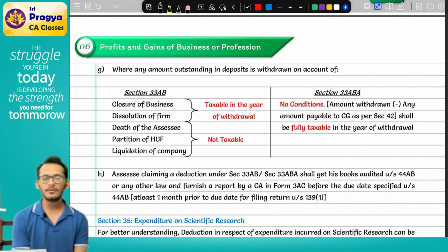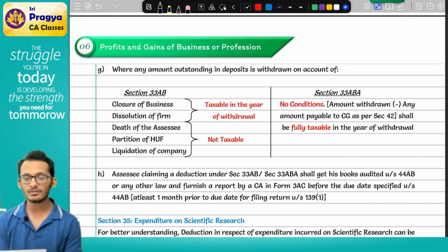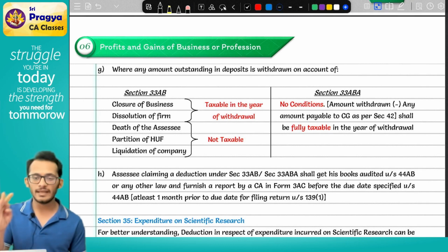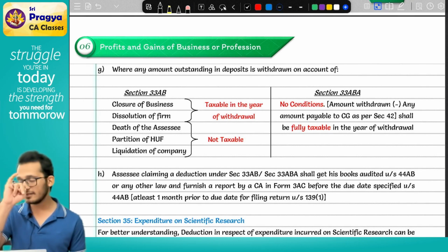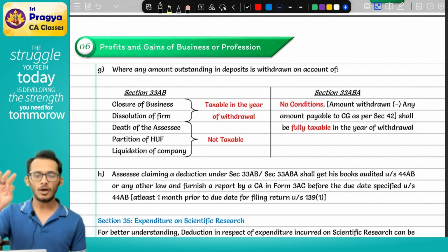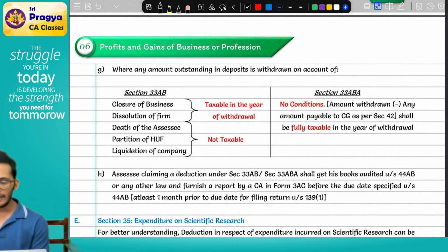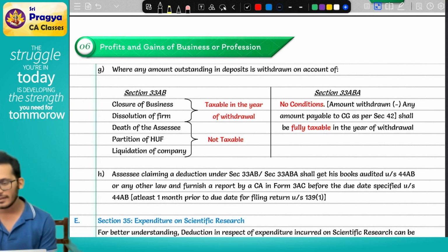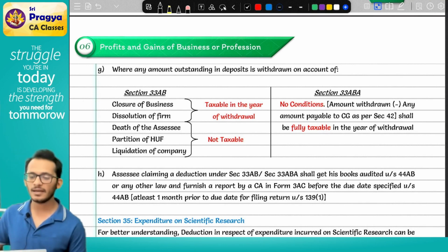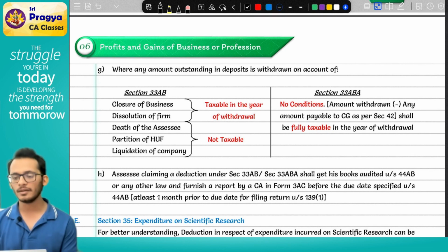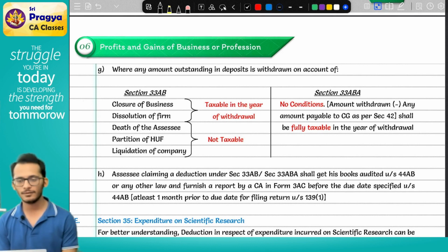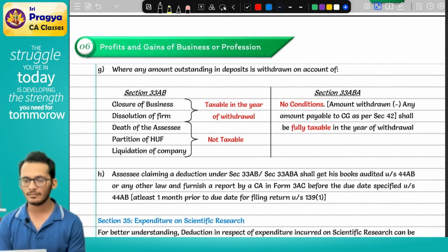If you take out the money from the account because you decided to take it out on account of closure or dissolution, it is taxable. If it is done because of a market force like liquidation, death, or partition, then in that case it is not taxable. Only for tea, coffee, and rubber. For site restoration, it is taxable. Yes or no? Yes. Simple, straightforward example. Too much content, simple logic. Finally, they are saying if you want to claim this deduction, every year you have to get a CA certificate. Not relevant for exam.